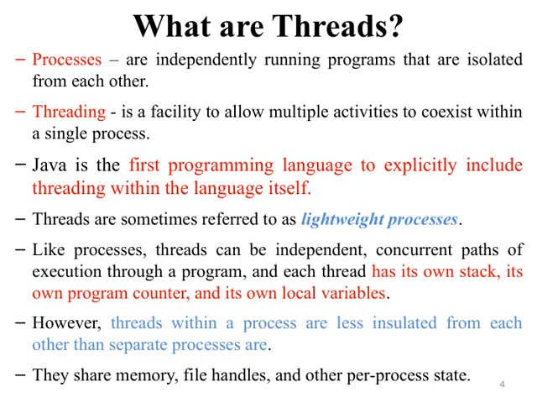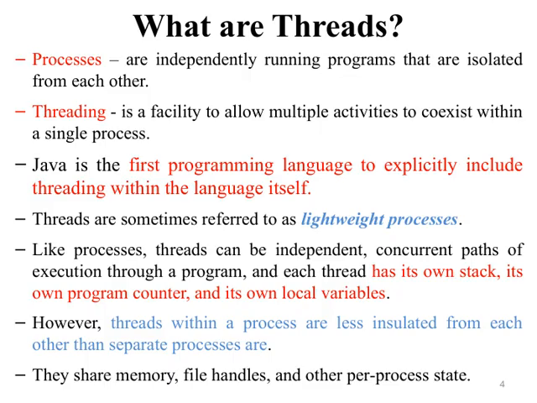So, what exactly are threads? Well, to understand that, let's first think about processes. Processes are independently running programs, and they're isolated from each other, meaning each process operates in its own separate space. Now, threading is a way to allow multiple activities to happen simultaneously within a single process. It's like having several tasks running at the same time inside one program, making it more efficient and responsive. Interestingly, Java was the first programming language to explicitly include threading directly within the language itself, which was a big step forward for concurrent programming.